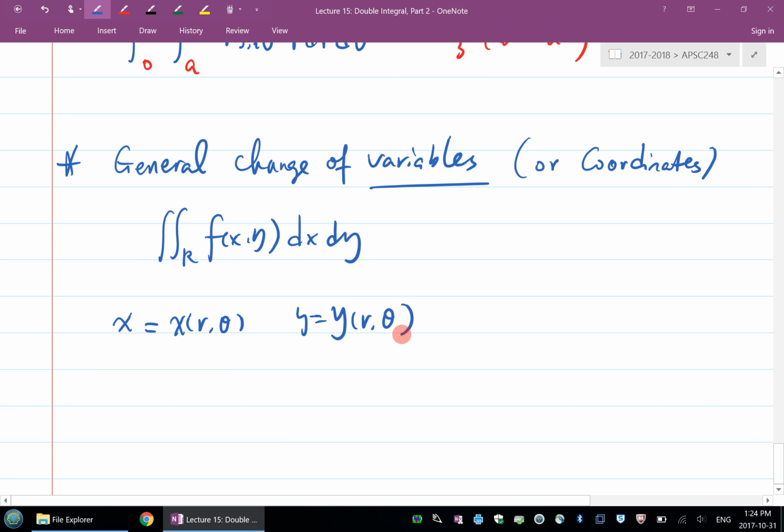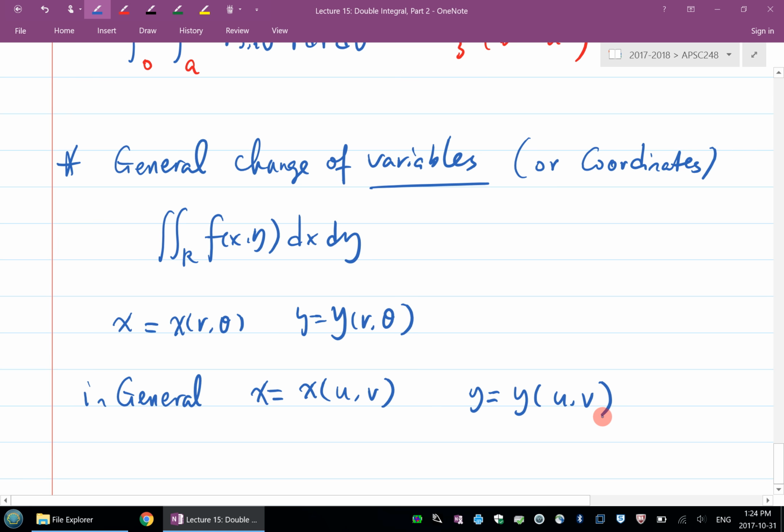Okay, that's specifically polar coordinates. But in general, what I can write is, I'm not going to use x anymore. I'm going to use a new set of variables u and v. So your x and y will be expressed using new variables u and v. I don't know what that connection is, but somehow we'll be able to figure it out.